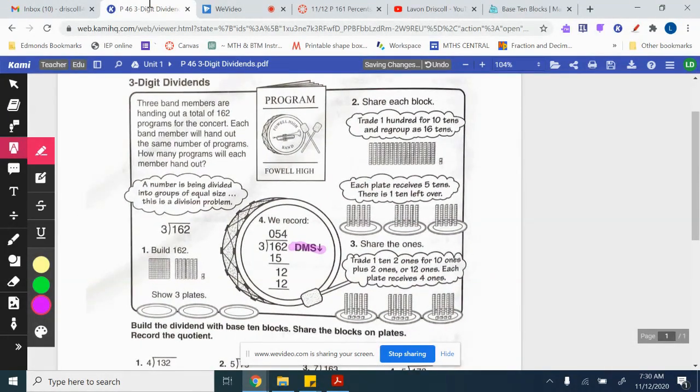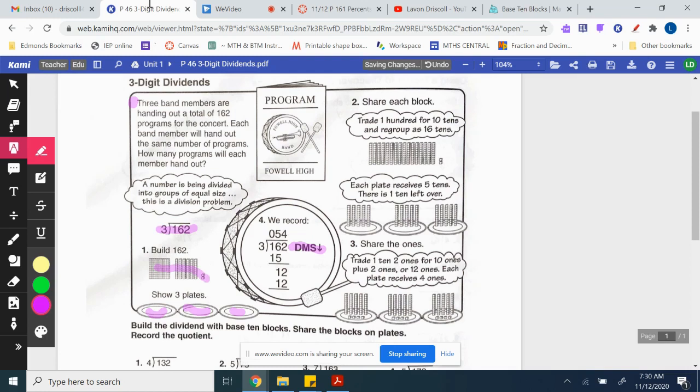So we're going to start here with our story problem. 3 band members are handing out a total of 162 programs for the concert. Each band member will hand out the same number of programs. How many programs will they each hand out? So long or the short, it's 162 divided by 3. So what they're going to show you is that they're going to have 3 different plates for the kids to share all of this.